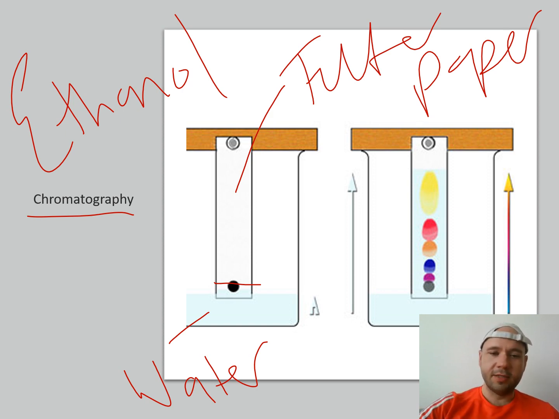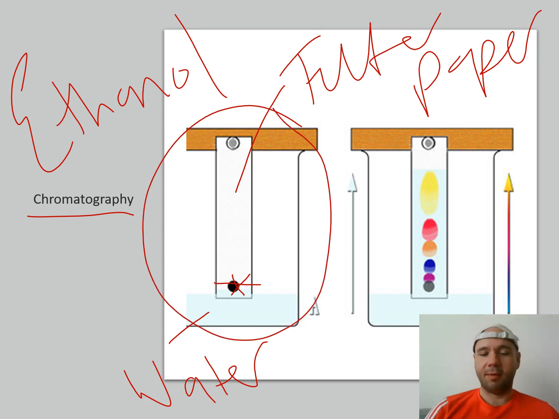Step number two is to place the mixture on the pencil line to which we are wanting to separate. Step number three will be to place that filter paper into the solvent, so just the bottom of the filter paper is touching the solvent. Okay, once we've got it set up like this diagram on the left hand side, we need to wait approximately 10 minutes for the water to be absorbed up the filter paper.